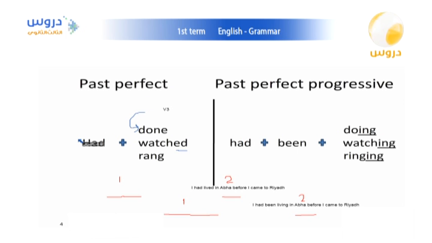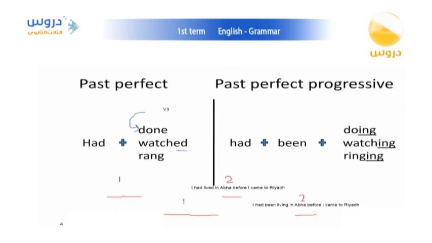So let me restart again. The past perfect is one event happens before another event in the past. So two actions in the past, but the past perfect happens first. The past perfect progressive, which is almost the same idea, but it shows that the first event continues or lasts or goes on for a while. So I had been living in Abha before I came to Riyadh. This is past perfect progressive, and this is I had lived in Abha before I came to Riyadh.